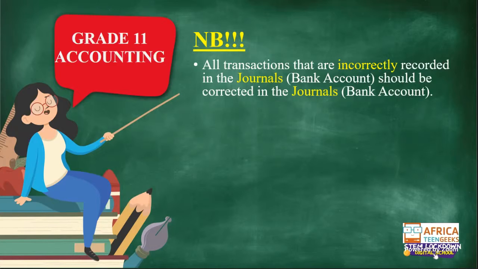For example, if I were supposed to record that I paid 5 rands to somebody, but I recorded that I paid 3 rands. I recorded it in the payments, I recorded it on the CPJ.